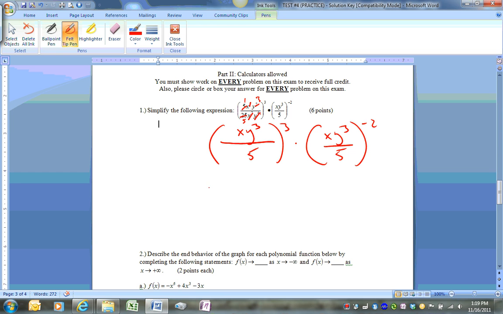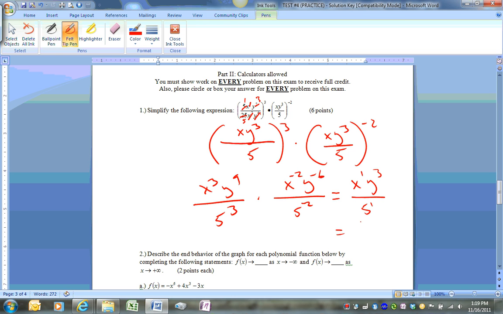Now I'm going to distribute the exponents. x to the 3, y to the 9, 5 cubed, x to the negative 2, y to the negative 6, 5 to the negative 2. Now when you're multiplying, you want to add the exponents. So you get x to the 1 power, y to the 3. That was a 5 to the negative 2, by the way. 5 to the 1. So it's xy cubed over 5.